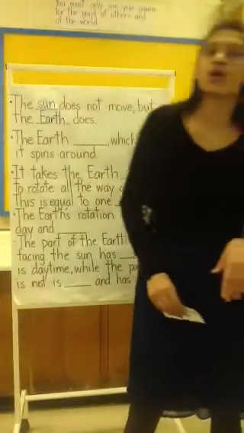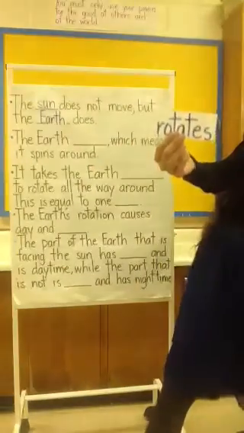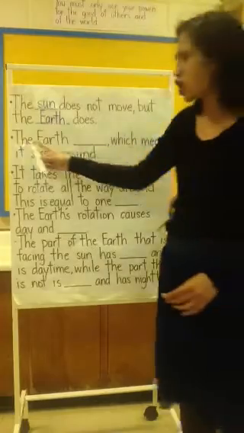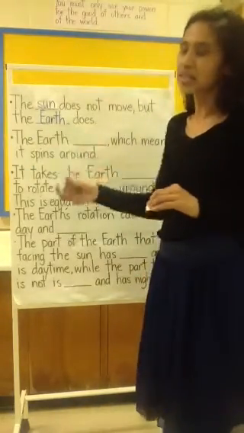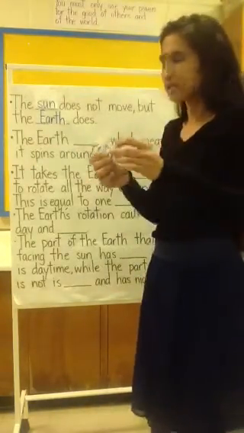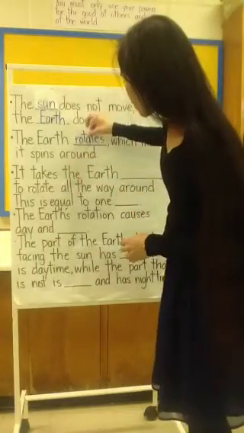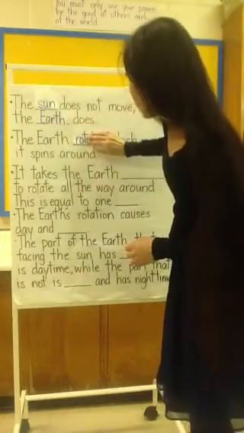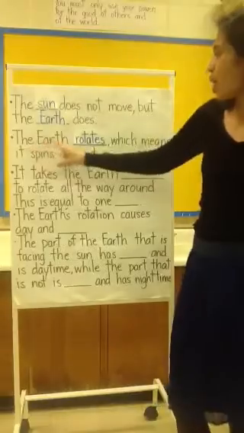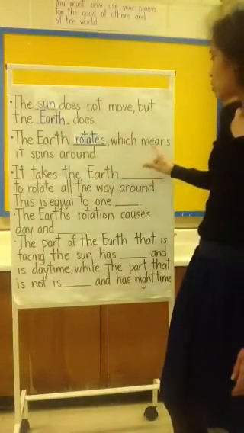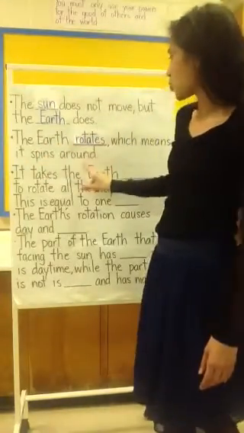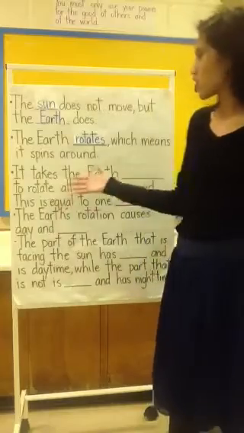Sometimes you might see that word rotation. Here, rotation wouldn't make sense. The earth rotation. So that doesn't sound right. So we're going to use the word rotates. So we're going to put it right there. And let's read that sentence. The earth rotates, which means it spins around. We are doing great so far.